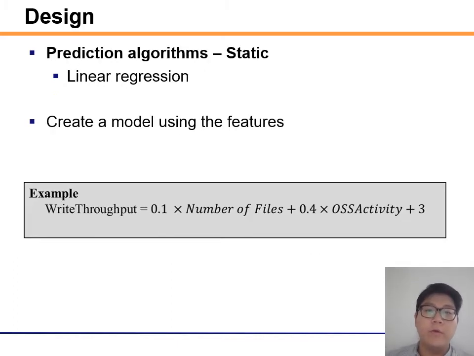This slide shows how we create a model using a linear regression algorithm. As we can see, a model is a simple mathematical equation. The target metric, in this case the write throughput, is represented by coefficients and features. Based on the training data, we determine how each feature is related to the write throughput and devise an equation. In the prediction phase, we use the model created from the training phase to determine the write throughput of a new incoming application.